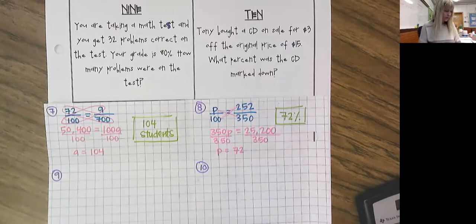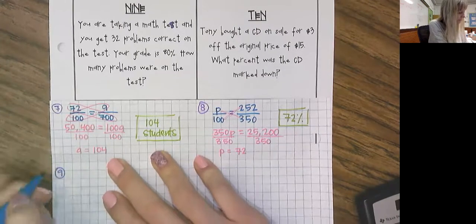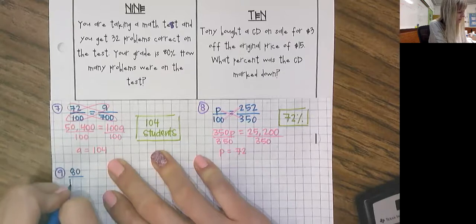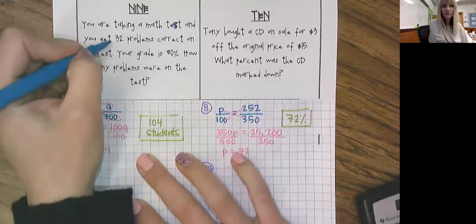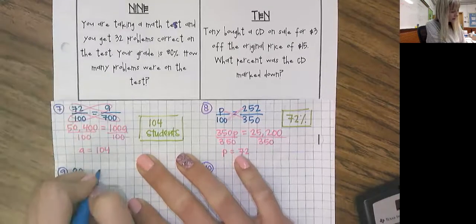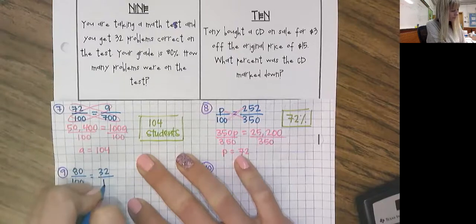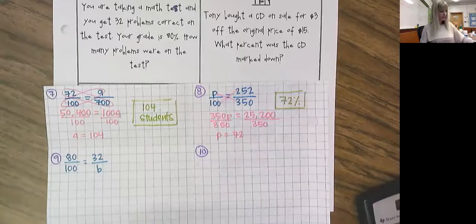That's another percent one. I promise they're not all percent ones. We're just definitely starting off with that. Your grade is 80%. Okay, that's 80 over 100. How many problems were on the test? You got 32 of them right. Is that a part or is that a total? That is a part. That's not the total. We're trying to find the total, which we call B. Okay, P over 100 equals A over B.